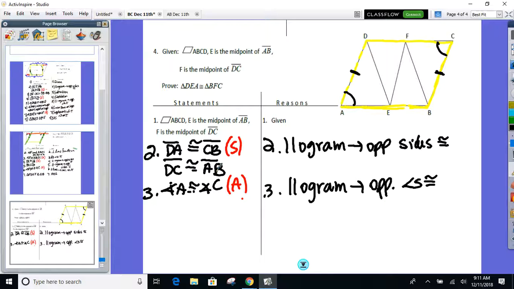Okay, so here we go. Half of DC. You got 2 choices. I'm only concerned with one of them, though. FC. And half of AB, the other equal quantity. Which one are you taking? AE. All right, this is not because of halves of equal quantities, though. How do I know that half of DC is equal to FC? Definition of midpoint.